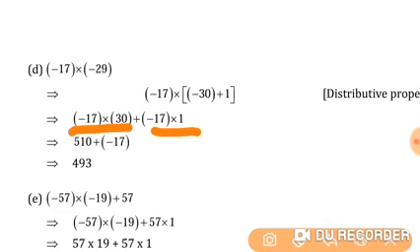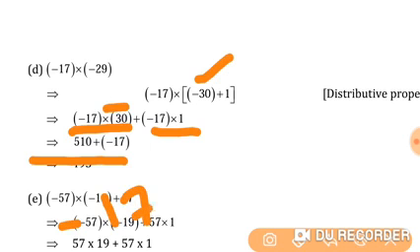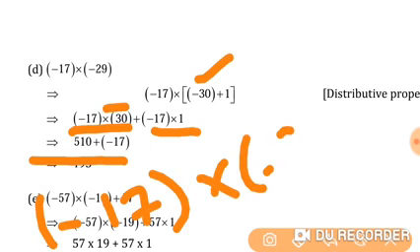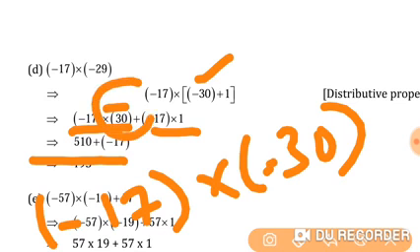Minus 17 into 30. So it is wrong, I think. It is wrong somewhere here. So here write the minus sign. It is not only 30, it is minus 30, because here we have chosen minus 30. But the answer is correct. Don't get confused. Only write minus 17 into minus 30 here.